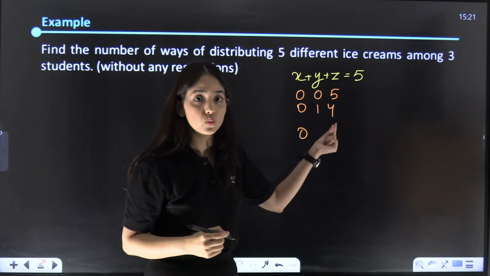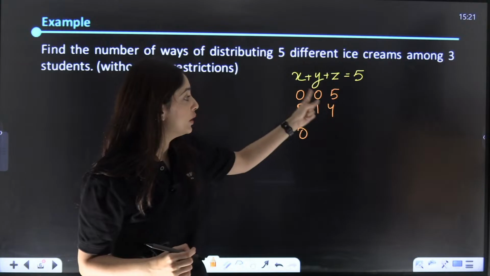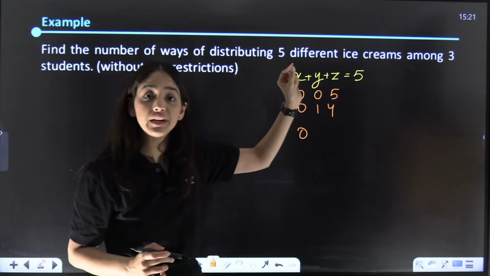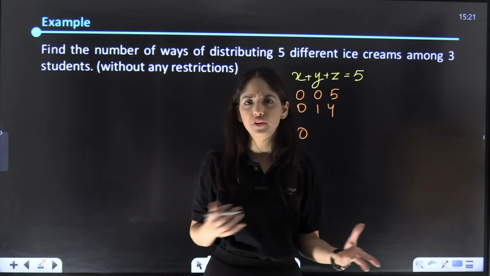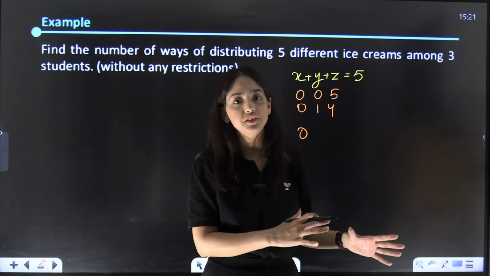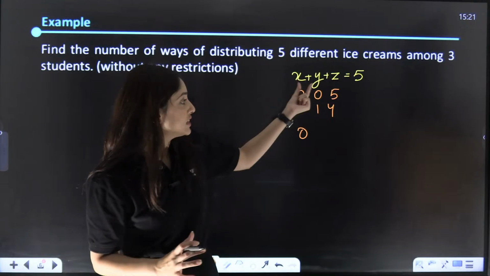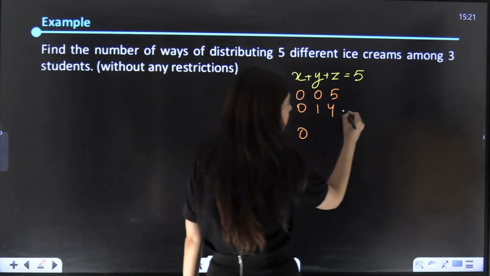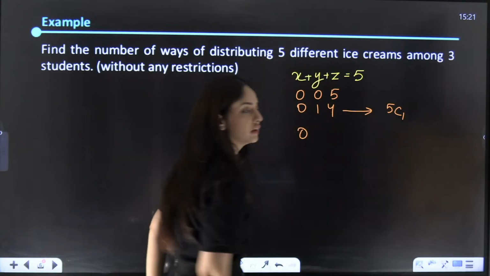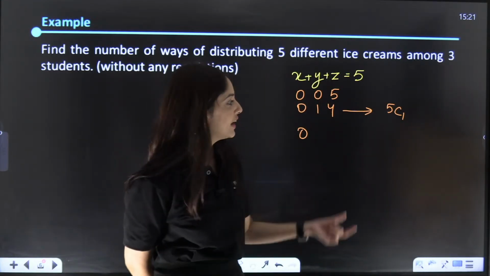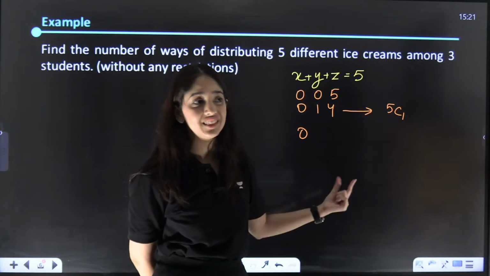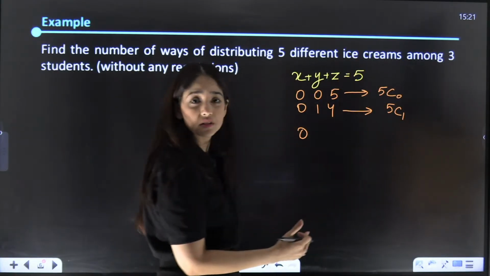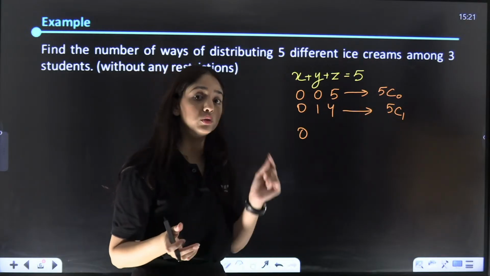Now, this is not just one case, but actually, which one ice cream is this second student getting? We have 5 different ice creams, 5 different flavors, 5 different brands, just 5 distinct ice creams. And now the second student has to get one of them. But which one? We also have to see which one, right? So that is why we can't just list all of them. In that case, we'll have to count all the possibilities for each case. So we are going to do the first method.